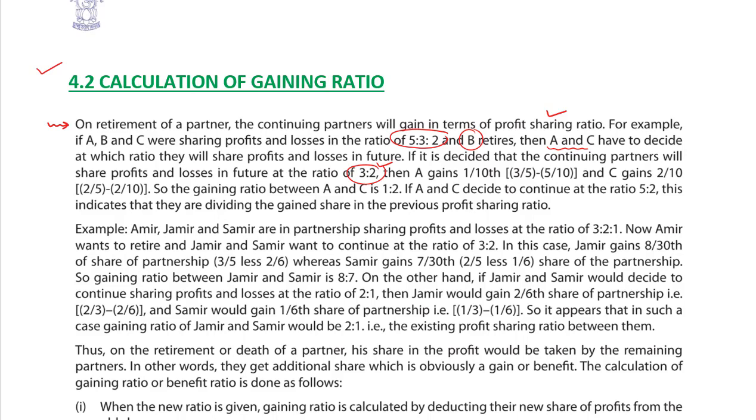then A gains 1/10th, that is 3/5 minus 5/10, and C gains 2/10, that is 2/5 minus 2/10. So the gaining ratio between A and C is 1:2. If A and C decide to continue at the ratio of 5:2, this indicates that they are dividing the gained share in the previous profit sharing ratio only.